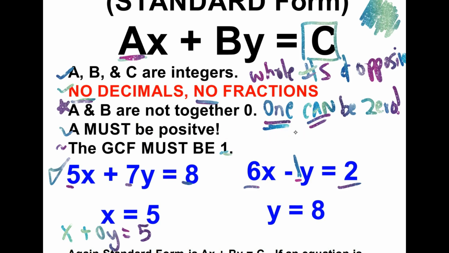One of them, y'all, one of them can be 0. That's kind of pretty. You see the star right here? One of them can be 0. So that means your B was 0. Your A, math competent people, is 1. All right, so this is standard form, because A is not a decimal or fraction. They both are not 0 together. A is actually positive. And then the greatest common factor must be 1. The greatest common factor between 1 and 5 is 1.